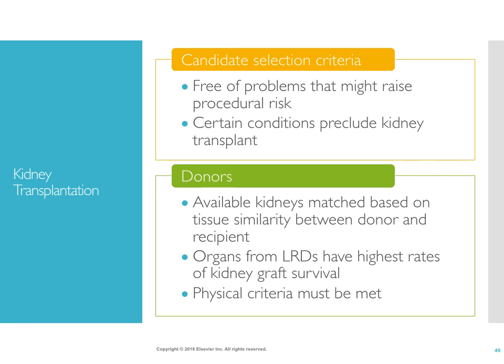As far as the candidate selection criteria, they have to be free of problems that might raise a procedural risk, especially if it's a living donor, which means there has to be absence of systemic disease and infection, no current active cancer, no hypertension or kidney disease, and they have to have adequate kidney function as determined by diagnostic studies. So they are going to make sure that this person is really worked up before they use their kidney. They must also express a clear understanding of the surgery and a willingness to give up a kidney. Some transplant centers also require a psychiatric evaluation to assess the donor's motivations. The available kidneys are matched based on the tissue similarity, and organs from living relative donors have the highest rates of kidney graft survival. And like we said, the physical criteria has to be met.